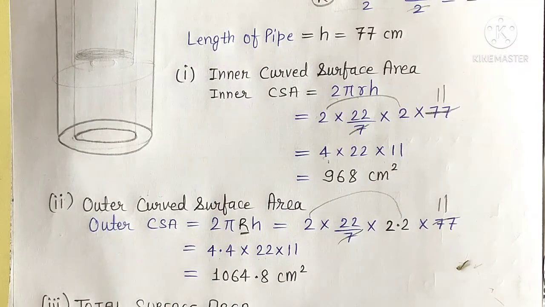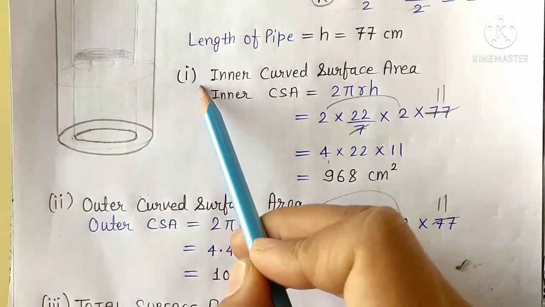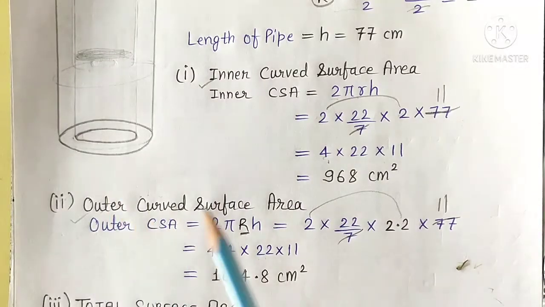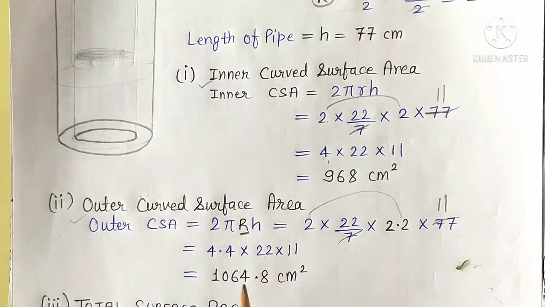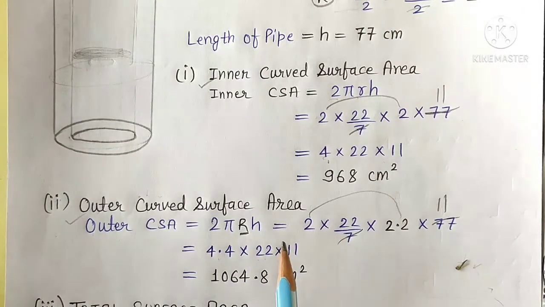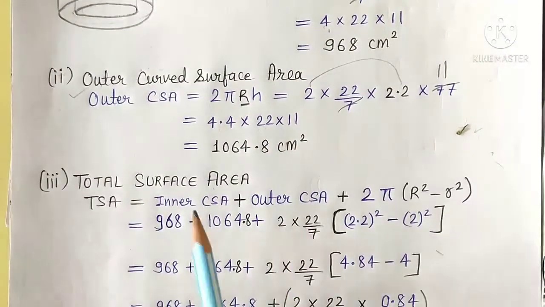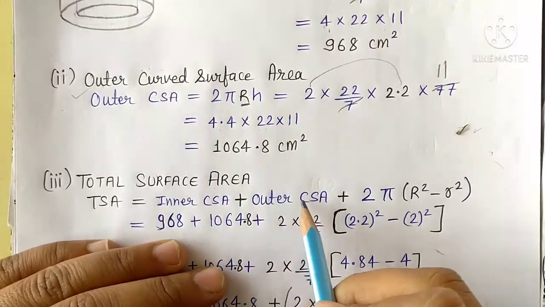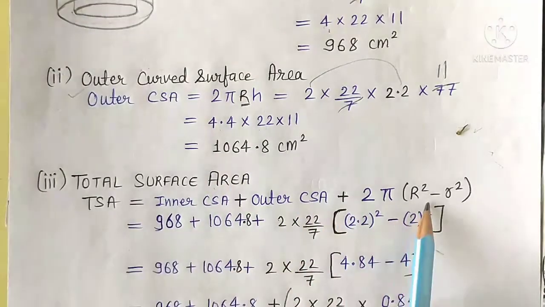Now at last we have to find out what? Total surface area. So remember, for total surface area we will add inner CSA, outer CSA, plus we will add the area of 2 base circles, because that is the area which is at the top and bottom. So let's solve this one. Total surface area is inner CSA plus outer CSA plus 2 pi (R square minus r square).